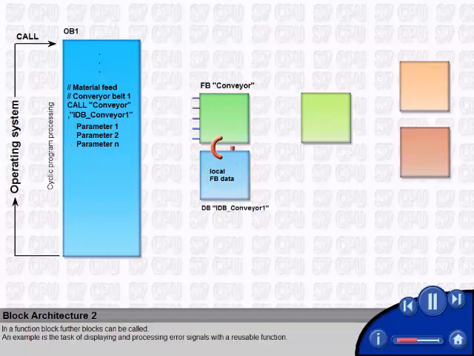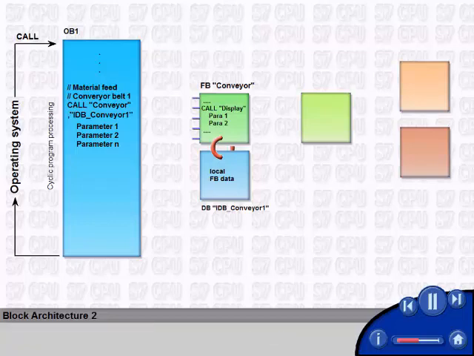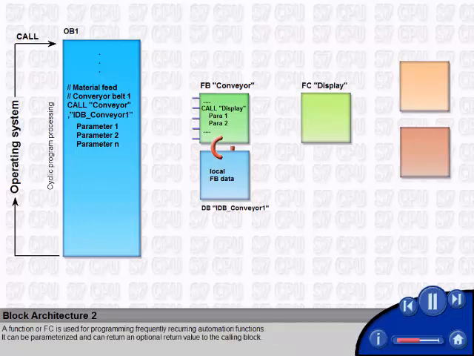In a function block, further blocks can be called. An example is the task of displaying and processing error signals with a reusable function. A function, or FC, is used for programming frequently recurring automation functions. It can be parameterized and can return an optional return value to the calling block. Functions generally do not store any internal information beyond their runtime. They only communicate via their input and output parameters.